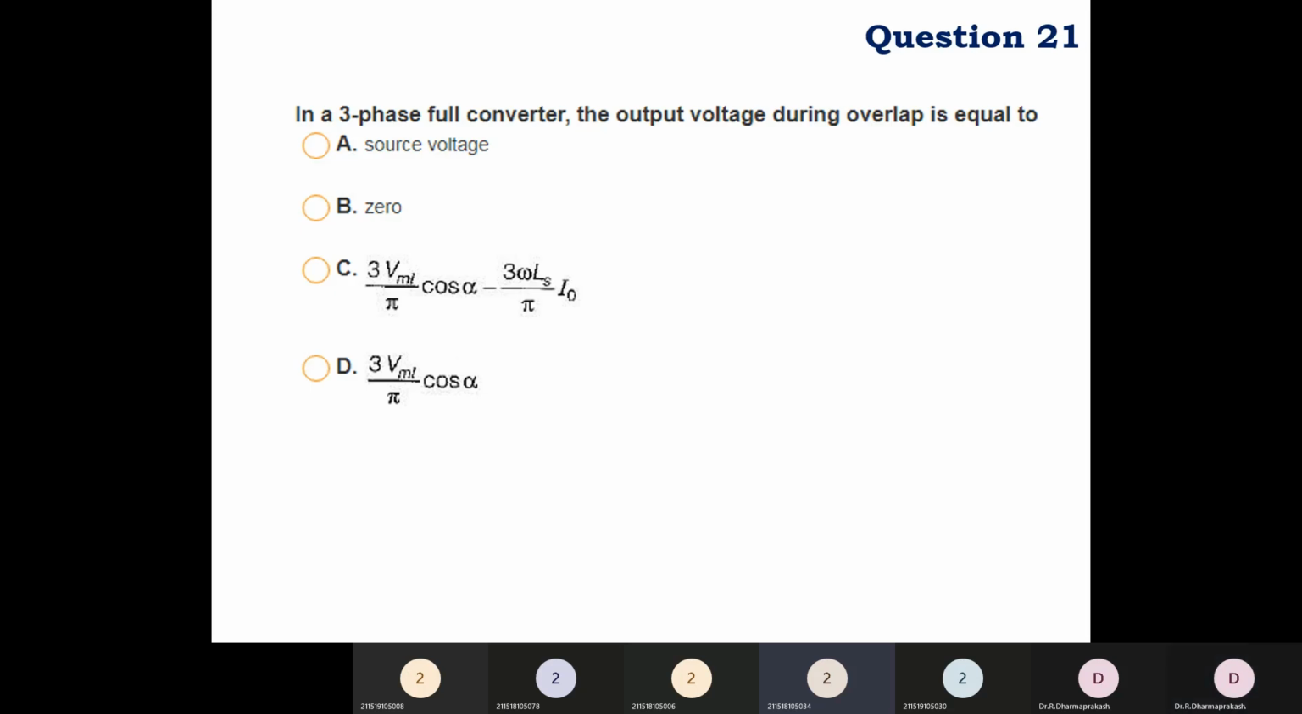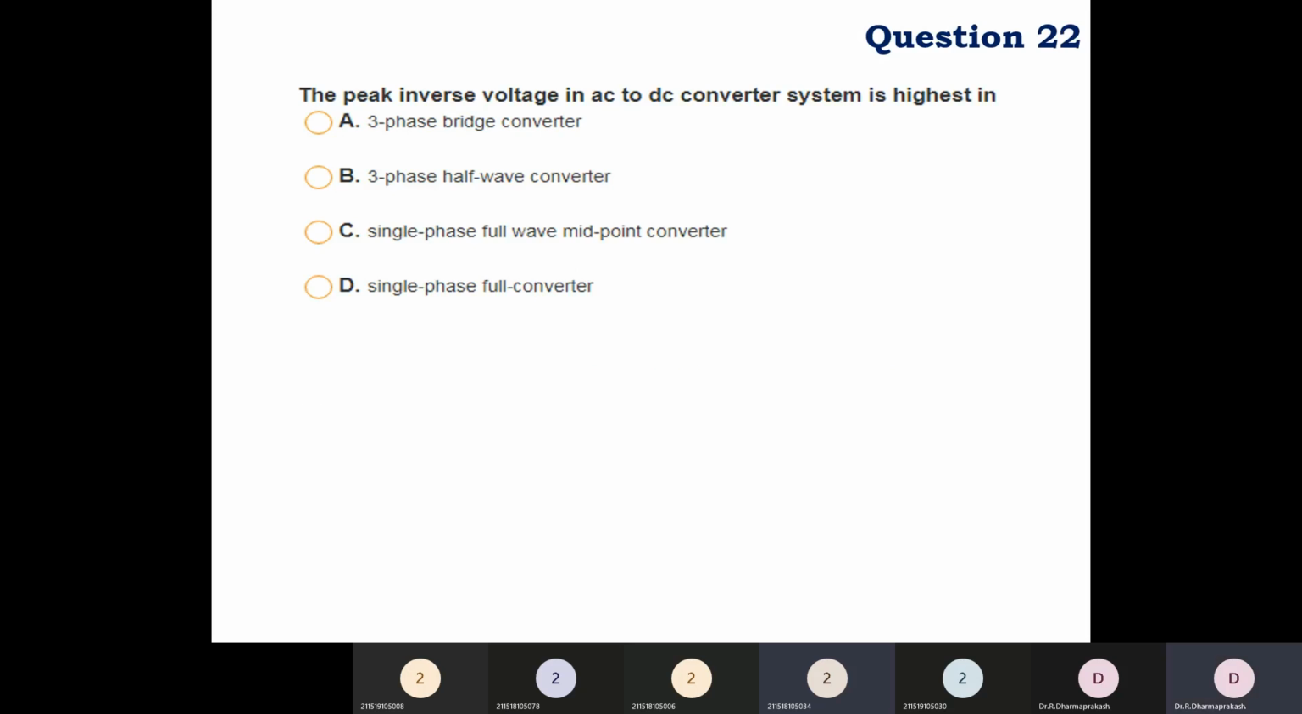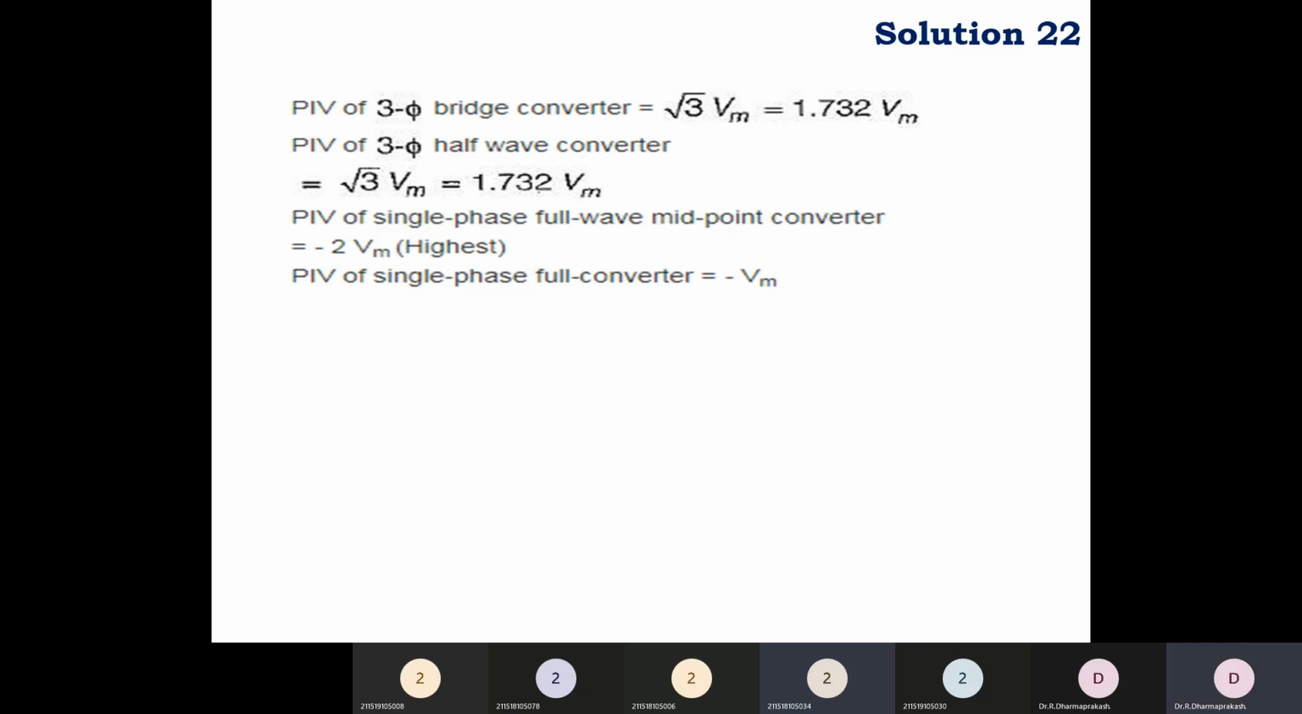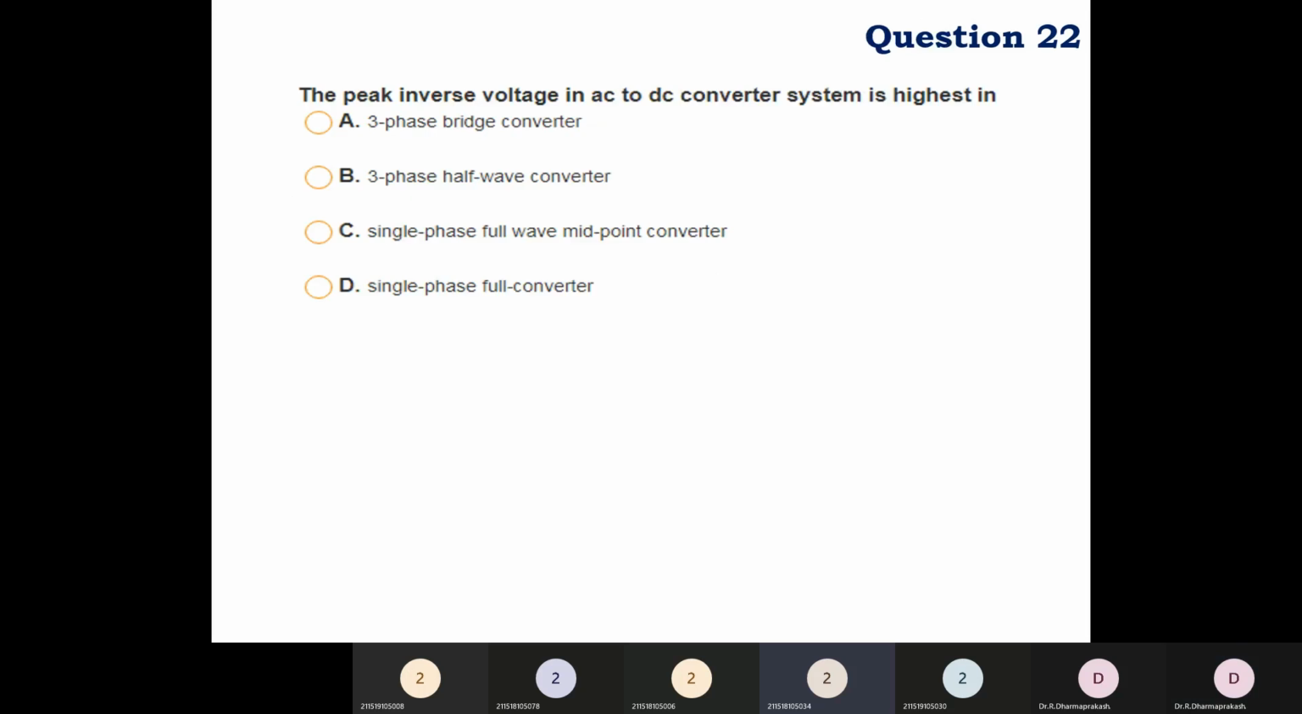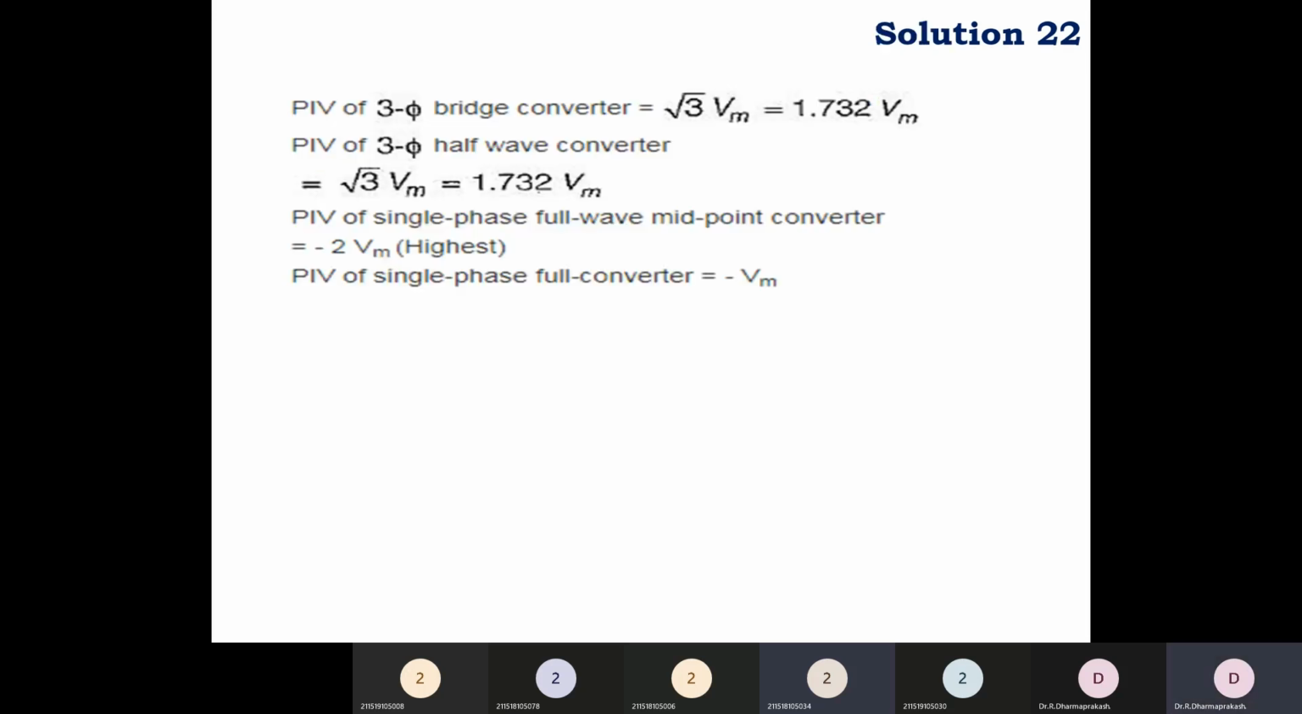So here, the peak inverse voltage in an AC to DC converter system is highest in which one? Peak inverse voltage of a three-phase bridge converter is root 3 VM, that is 1.732 VM. Peak inverse voltage of a three-phase half-wave converter is root 3 VM, that is 1.732 VM. Peak inverse voltage of a single-phase full-wave midpoint converter is 2 VM, that is the highest one. So in this, peak inverse voltage is highest in the single-phase midpoint converter, that is 2 VM.